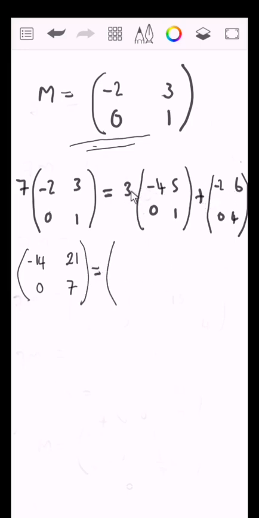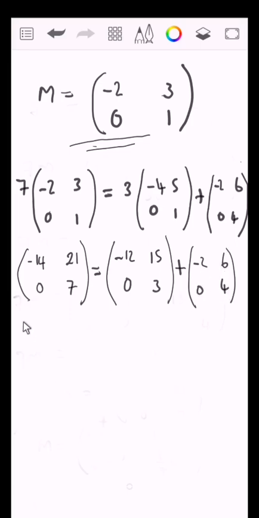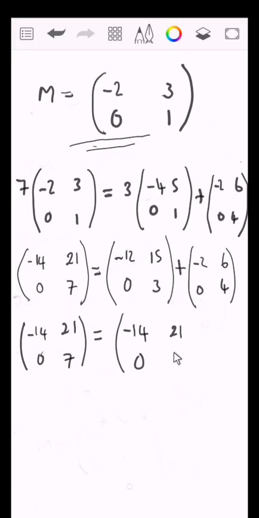So here, solving, 3 times minus 4 is minus 12, 3 times 5 is 15, 3 times 0 is 0, and 3 times 1 is 3. Plus minus 2, 6, 0, 4. Then minus 14, 21, 0, 7 is equal to minus 12 plus minus 2, which gives minus 14. Then 15 plus 6 is 21, 0 plus 0 is 0, and 3 plus 4 is 7. So as you can see, the left hand side exactly equals the right hand side. So our answer, M is equal to minus 2, 3, 0, 1, is correct.